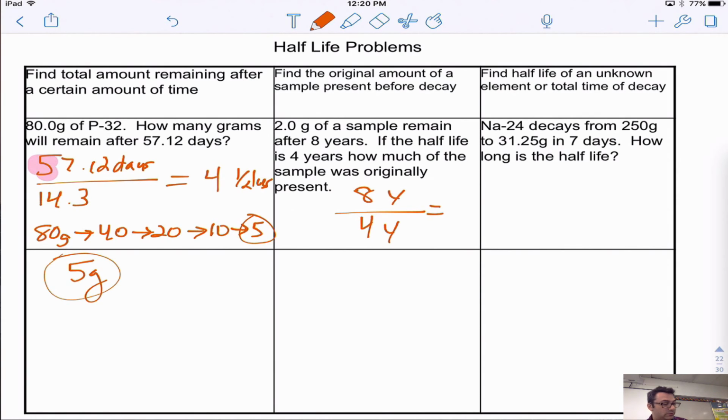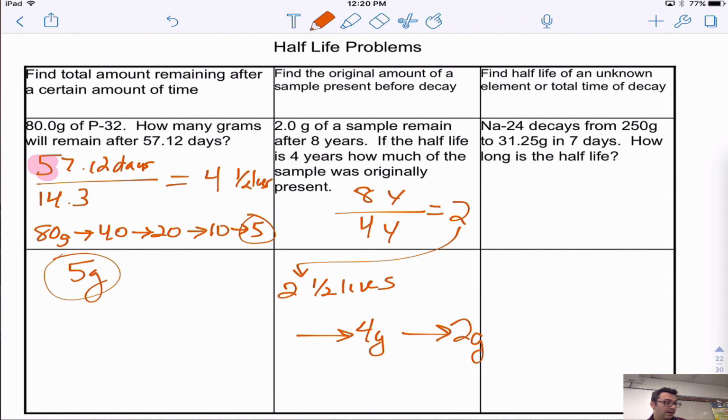That means that I went through two half-lives. If I do 2 arrows, 2 half-lives. Well, now I have 2 grams remaining. So 1 half-life prior to that, I would have had double. I would have had 4 grams. And originally, I would have had double that. I would have had 8 grams.